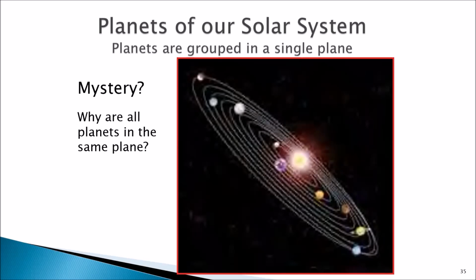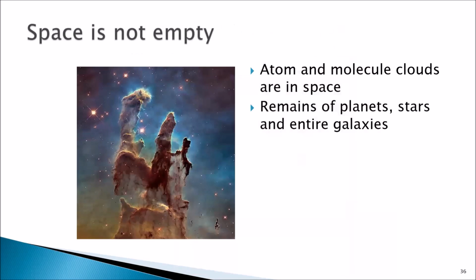So this goes on to explain how the planets, the solar system, were formed. So first thing you gotta know is that the space out there is not empty. It has a lot of atoms and molecules running around in clouds. They're not very dense, but they are there. They're the remnants of planets, stars, and entire galaxies that have been out there. So this is called the Creations of Time. It's a very famous Hubble picture.